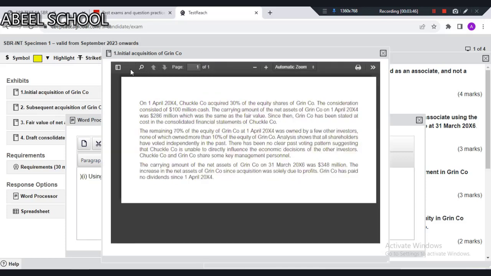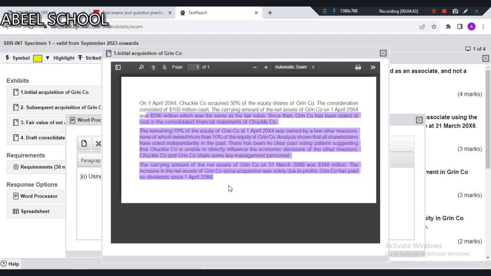Now let's read. On 1st April X4, Chuckle Company acquired 30% equity interest of Green Company. The consideration consists of 100 million cash. The carrying amount of the net assets of Green Company on 1st April X4 was 286 million, which was the same as the fair value. It means no fair value adjustment. Since then, Green Company has been stated at cost in the consolidated financial statements of Chuckle Company. Now listen carefully. Normally, if the parent has a holding in the range from 20% to 50%, we treat that company as an associate. An associate is an organization where you have significant influence but not control.